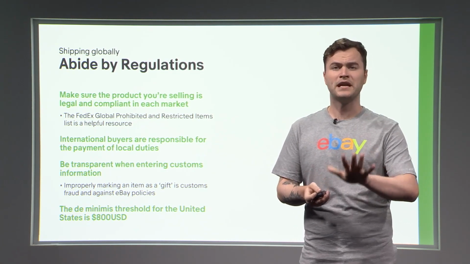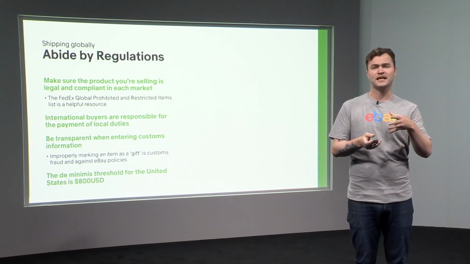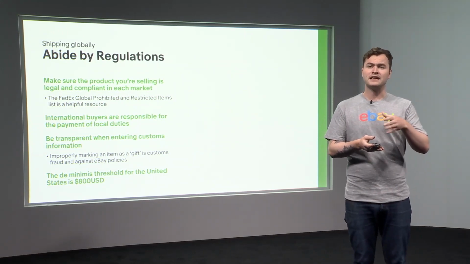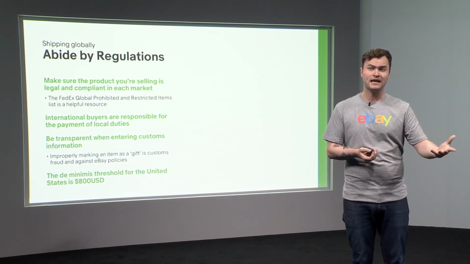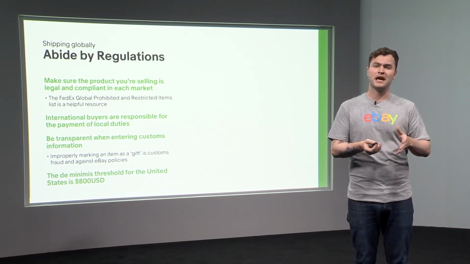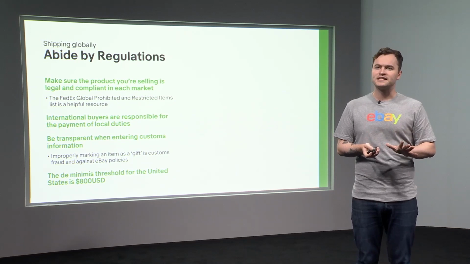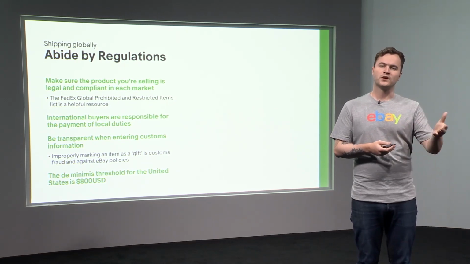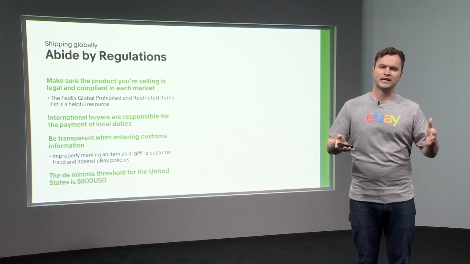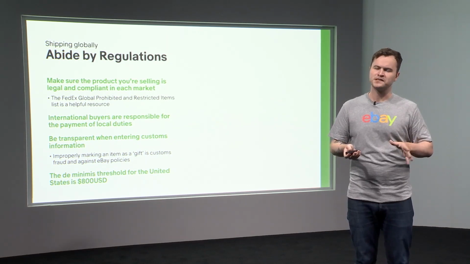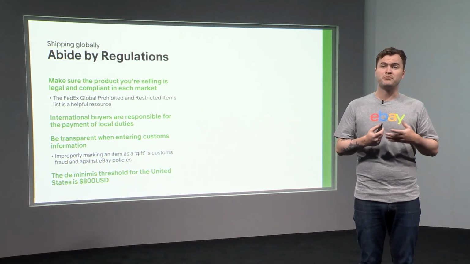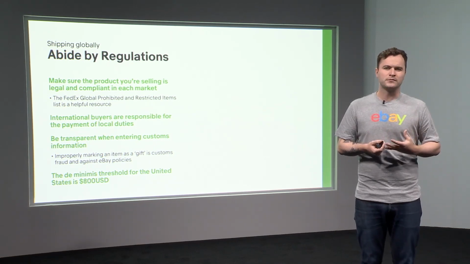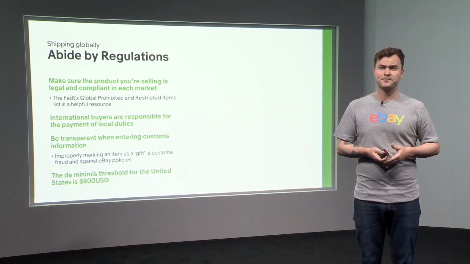Now I want to talk a minute about the de minimis threshold for the United States. That is the minimum before customs duties are going to apply, before those local duties are going to be paid by the buyer. In the United States, the de minimis threshold for goods incoming from Canada is generally $800 US. So something to bear in mind when you're considering how you might be pricing your items or which items you want to make available in the US.